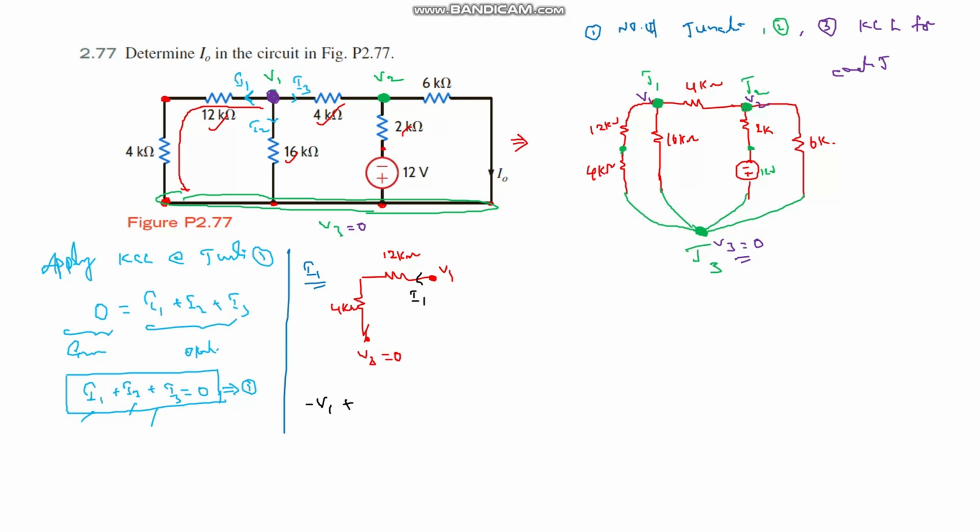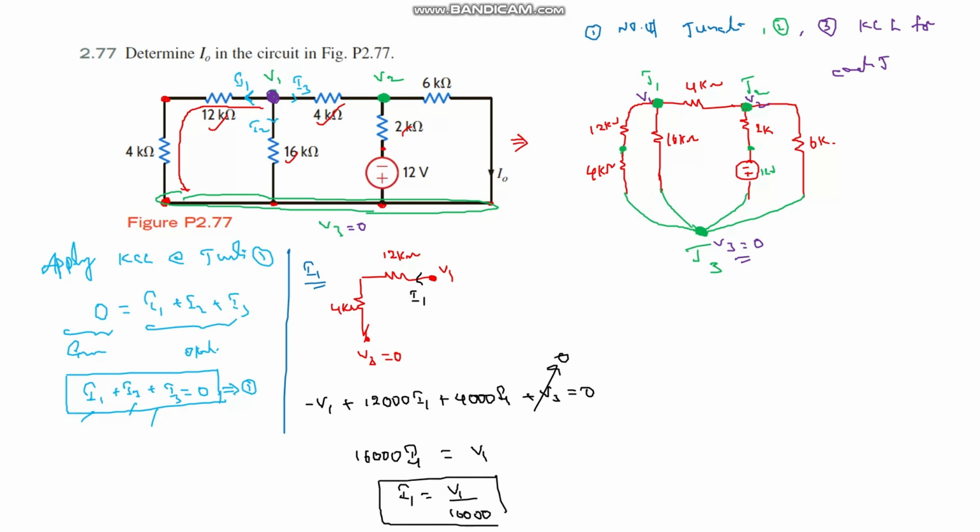Minus V1 plus 12,000 I1 plus 4,000 I1 plus V3. The ending point I am assuming as positive. Then V3 is equal to 0, the reference voltage is equal to 0. After simplifying this equation, 16,000 I1 is equal to V1. Then I1 is equal to V1 by 16,000. Let it be equation number 2.